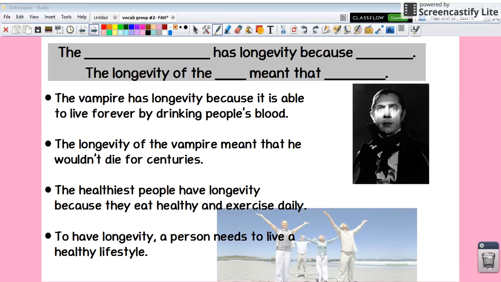So I would usually try to use this word in one of the following ways. The blank has longevity because, or the longevity of the blank meant that. And here I have a couple of further examples using those sentence frames to get you started. The vampire has longevity because it's able to live forever by drinking people's blood. Awesome. The longevity of the vampire meant that he wouldn't die for centuries. Awesome. He has a long life. The healthiest people have longevity because they eat healthy and exercise daily. Or to have longevity, a person needs to live a healthy lifestyle.